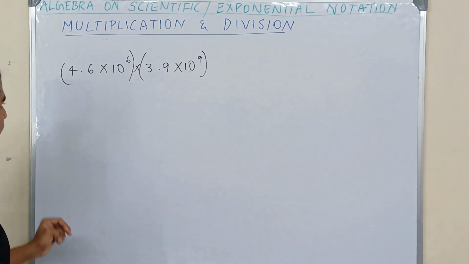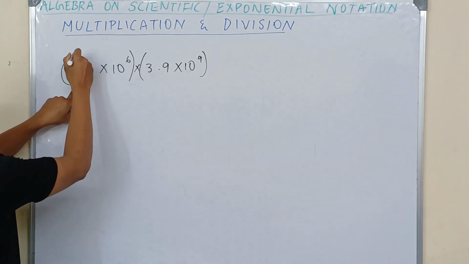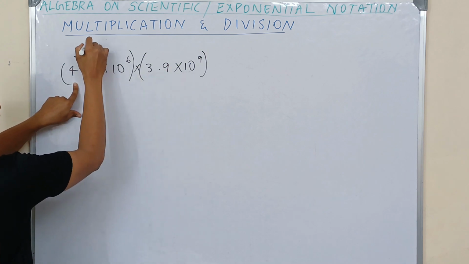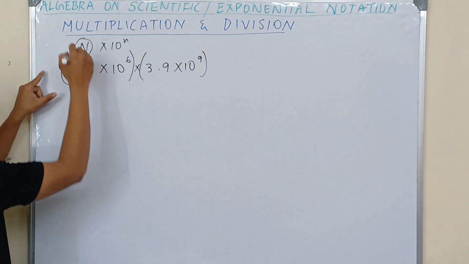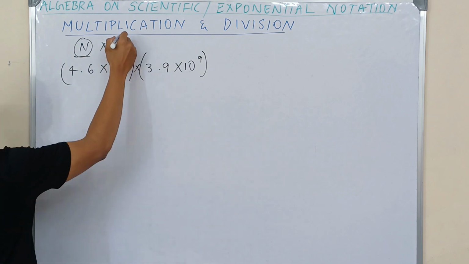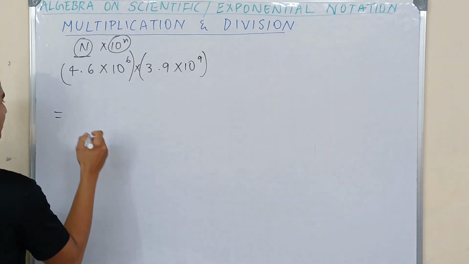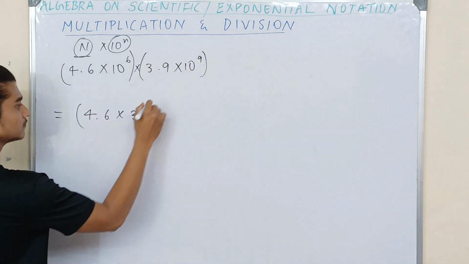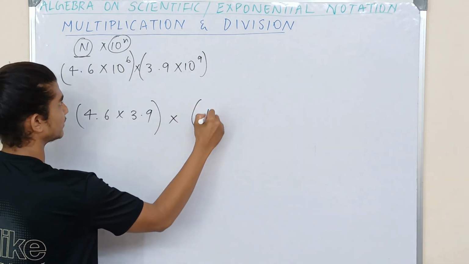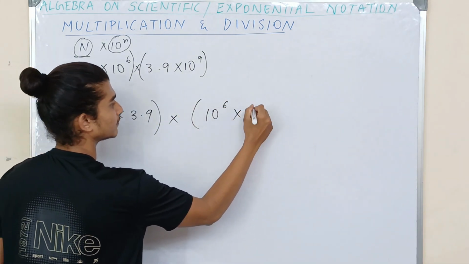Now what you're going to do is separate this capital N. As you know, exponential notation is written in this form. So you're going to club this capital N in one way and these exponents in a different way. I'm going to write it as 4.6 into 3.9, into 10 power 6 into 10 power 9.